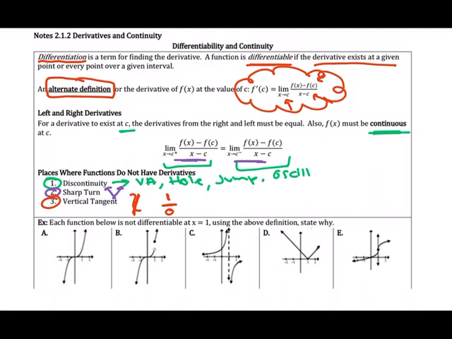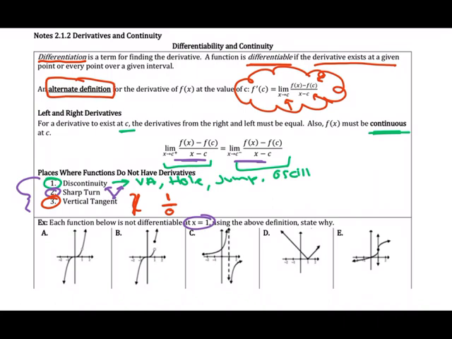Now, if you look at examples A through E down here, each of these graphs has an issue at the value x equals 1. So I encourage you to pause the video and see which of these three issues or which of these three reasons is causing it not to be differentiable at x equals 1.